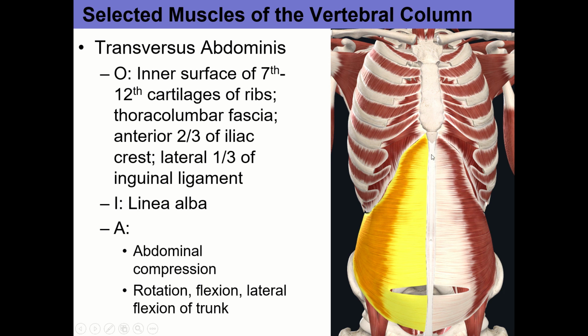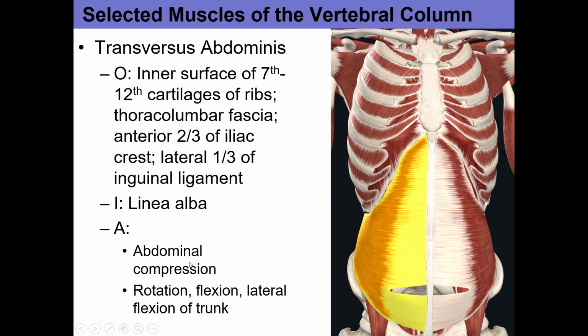So all of this then, this white line in the middle, is the linea alba. And so transverse abdominis inserts into it. What does transverse abdominis do? One of its more important things is abdominal compression. And so what does that mean?